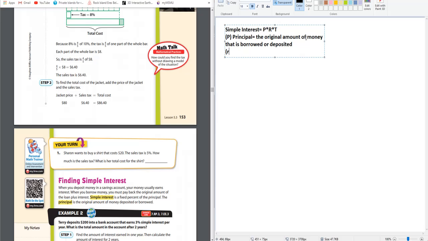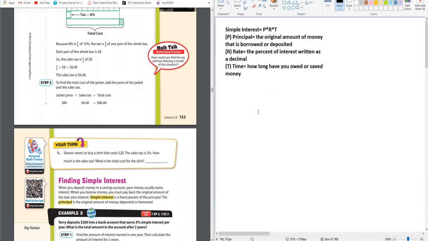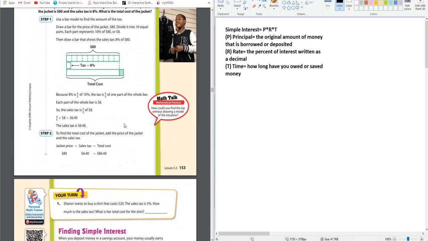R stands for rate. So this is the percent of interest written as a decimal. And then T stands for time. Pretty much, how long have you owed or saved money? All right. So once you know the value of these three things, in order to find your simple interest, you just multiply them together. And I'll kind of show you how that looks like.